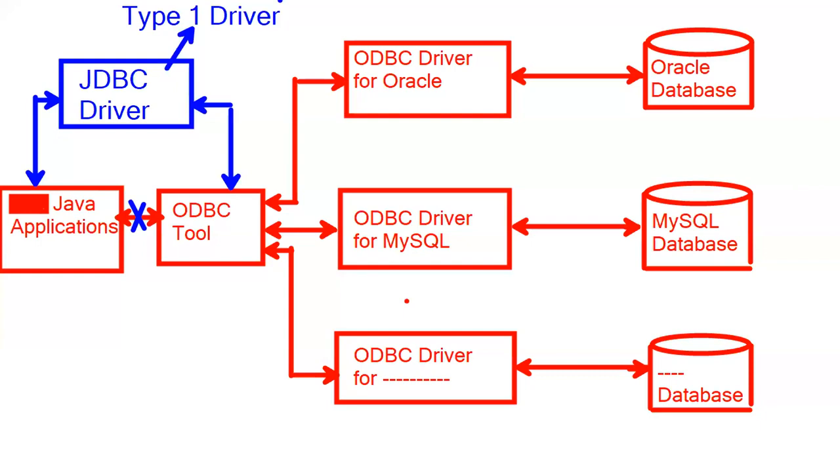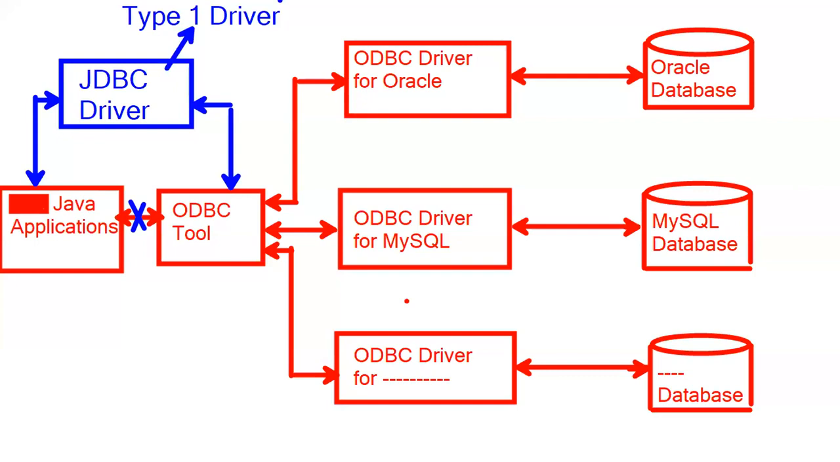Is it completed? Now, can we connect a Java application and database by using only ODBC? No, it is not possible. Can we connect a Java application and database by using only JDBC? Yes. That is which type of driver? Type 2 or type 4. Can we connect a Java application and database by using JDBC and ODBC? Yes. Then which type of JDBC driver is required?